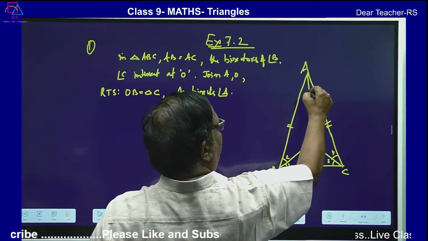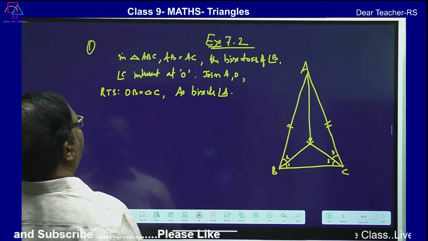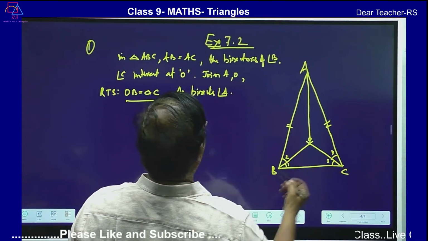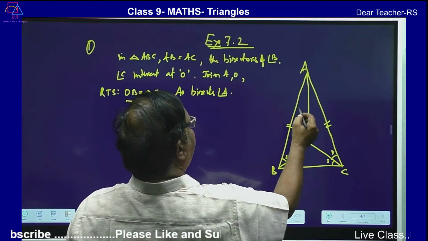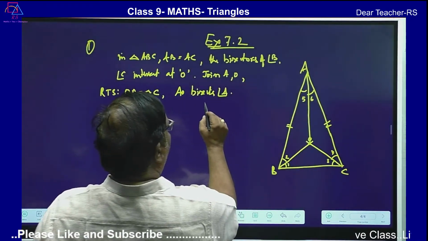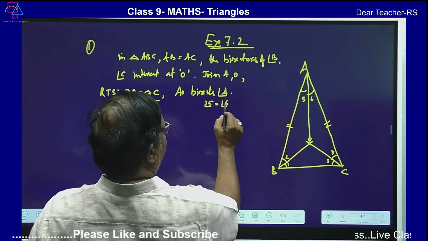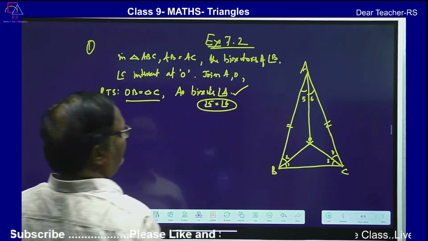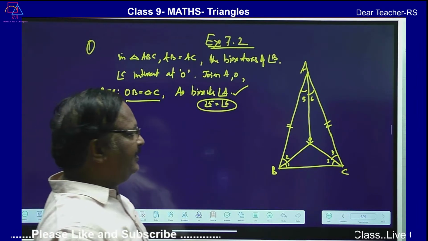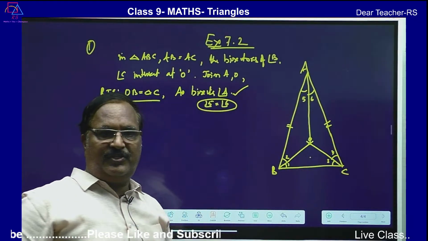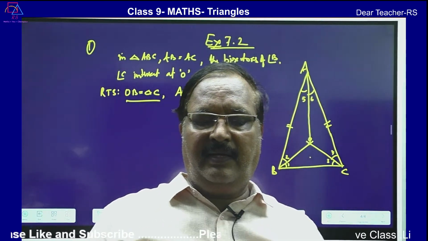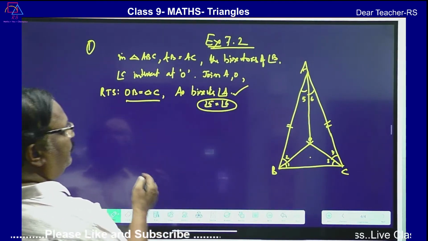I am joining AO also, and then prove that OB is equal to OC, and show that AO bisects angle A. That means if these two angles are 5 and 6, you have to prove angle 5 is equal to angle 6. This is the proof of the second one. And OB is equal to OC, right? That means you have to show this triangle is an isosceles triangle. Right, so then proof.